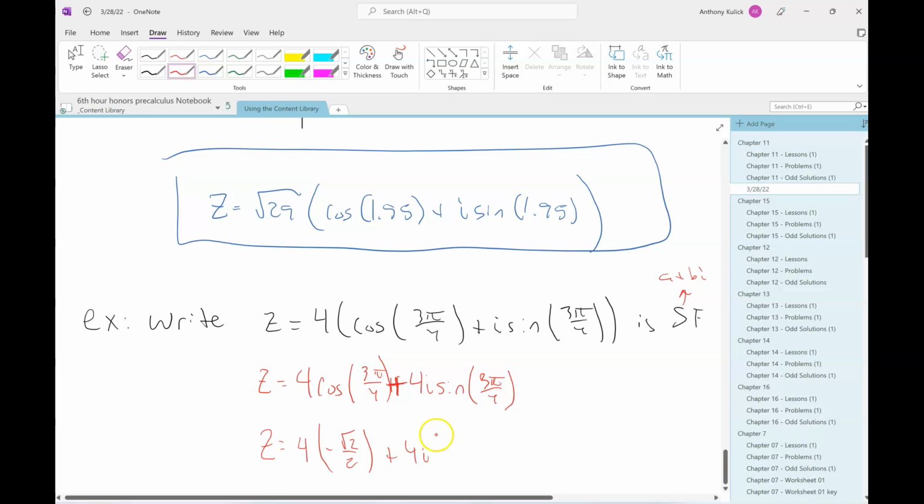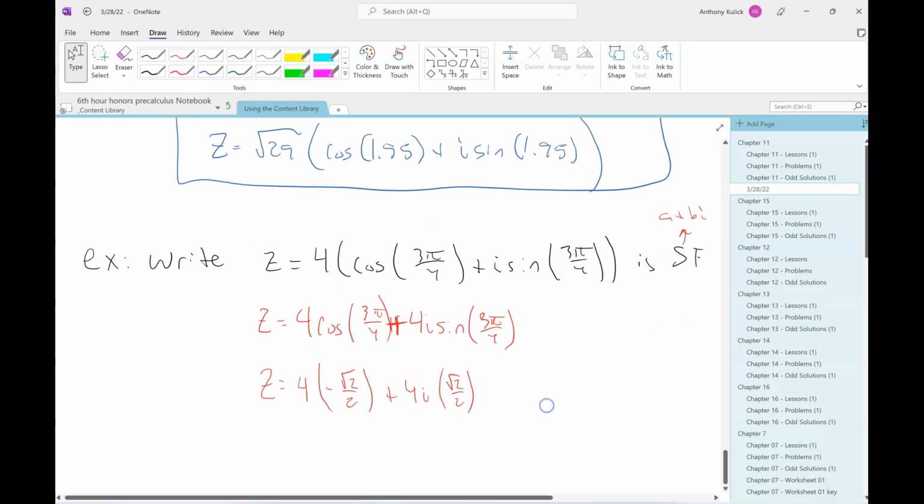Here's the easier one then. What's sine of 3 pi over 4? Too slow. Positive square root 2 over 2. And then we just do our multiplying. So we have negative 2 root 2 plus 2 root 2 i. And maybe I'll be a little bit careful there and put the little close on my radical so you can tell the i isn't underneath the radical.